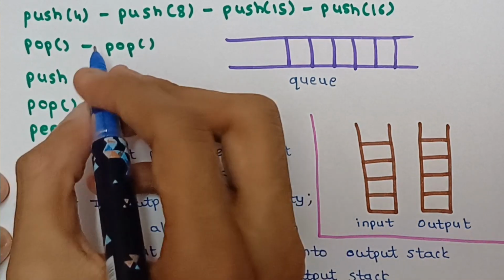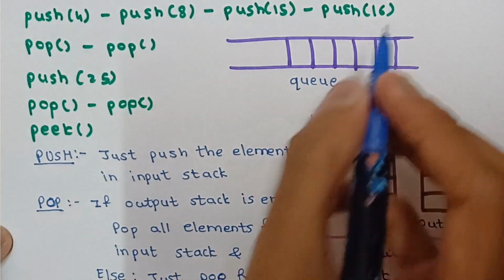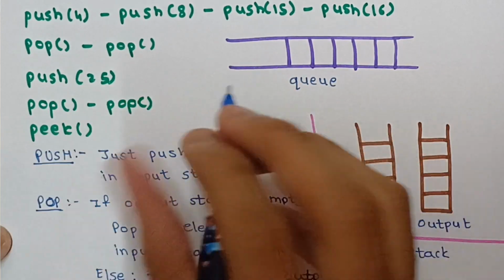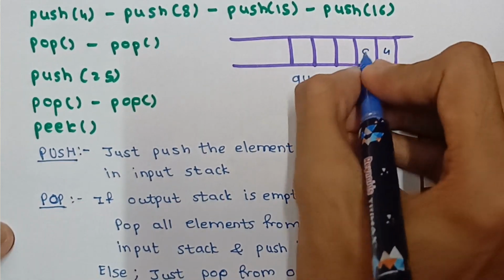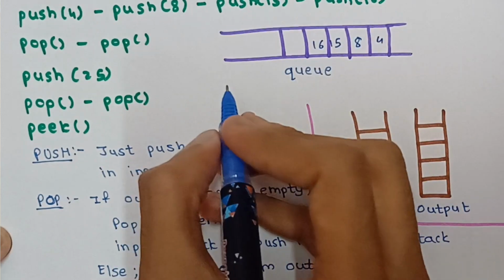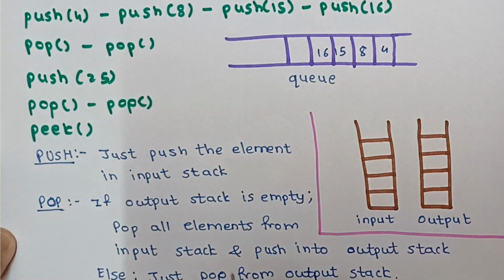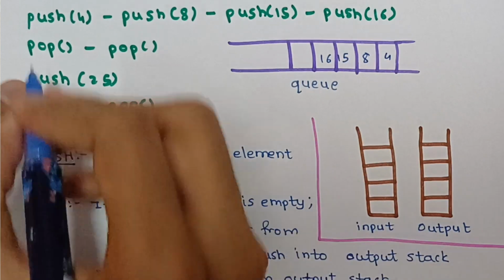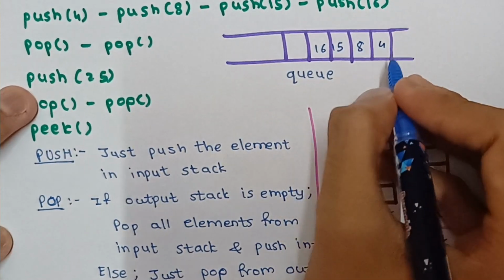So here are the operations: push 4, push 8, push 15 and push 16. By pushing them inside the queue, they are now pushed. The queue follows the rule first in first out, so we have to implement that by putting elements into the stacks. A stack would pop the 16 first, but we have to pop the 4 first.